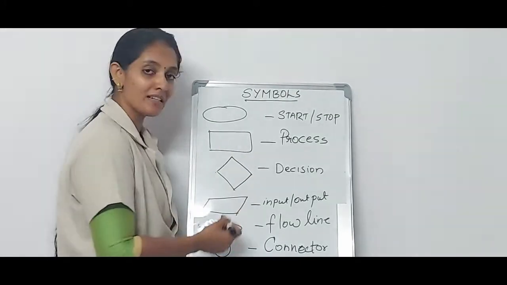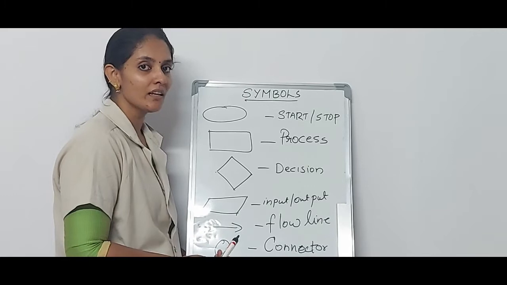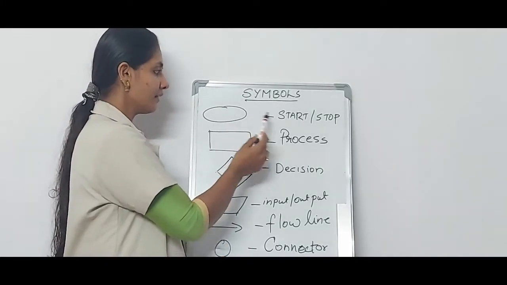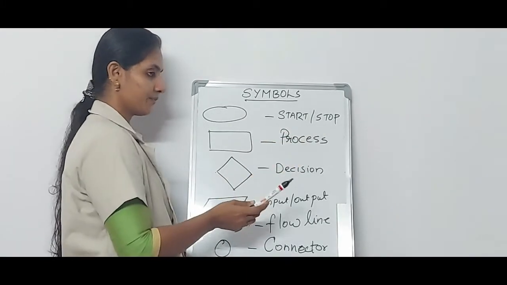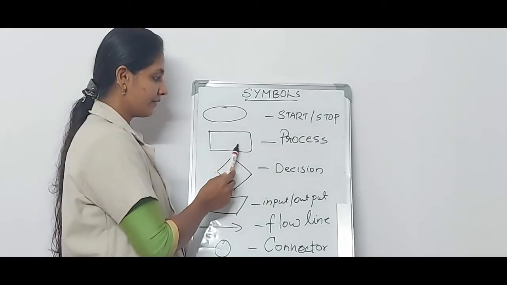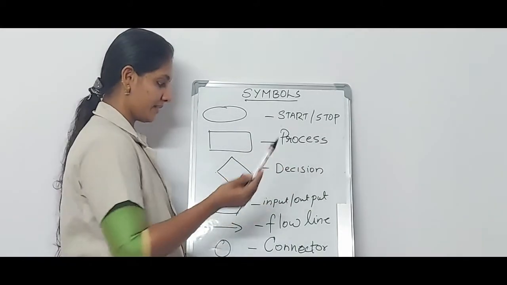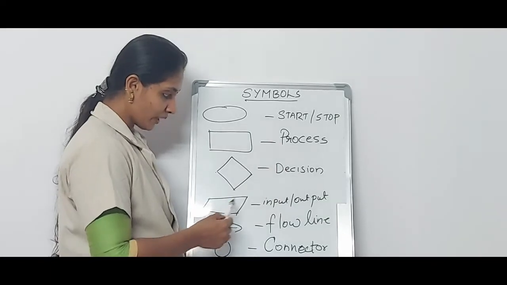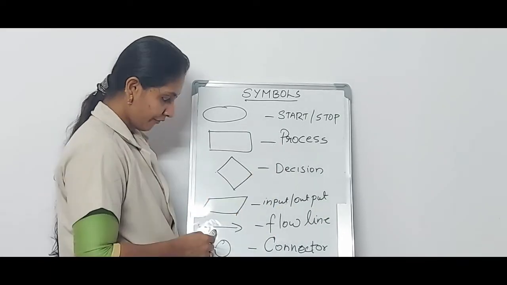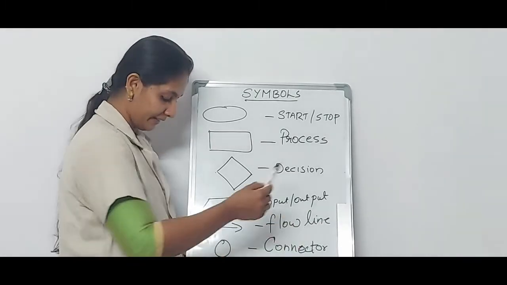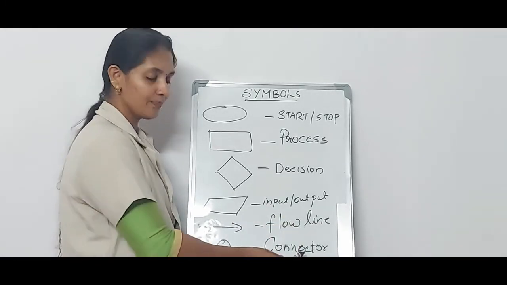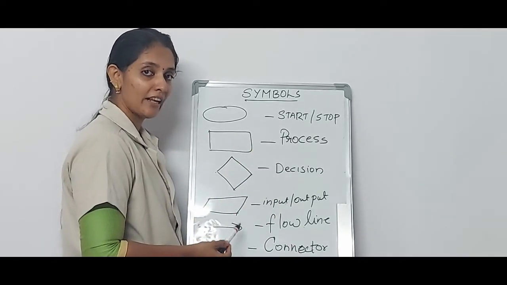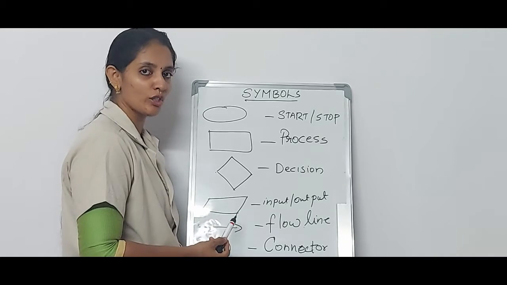These are the different symbols that we are using in a flowchart. The first one is start or stop. Second one, this is process. Third one, decision. Fourth one, input or output. Fifth one is flow line. Sixth one is connector. These are different symbols that we are using to draw a flowchart.